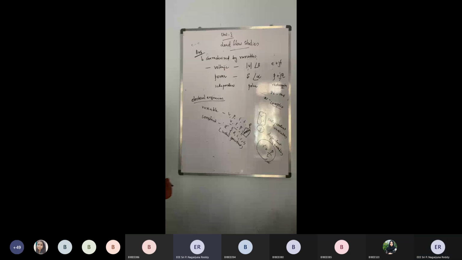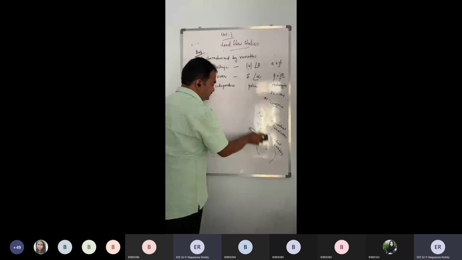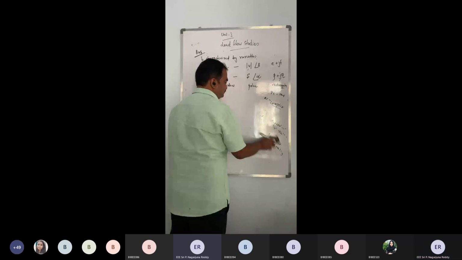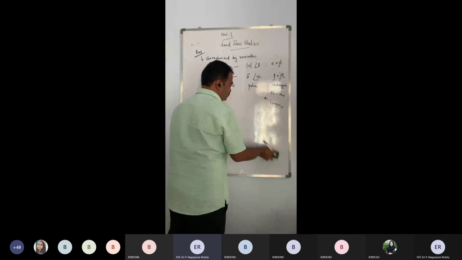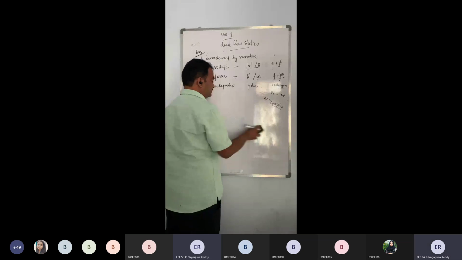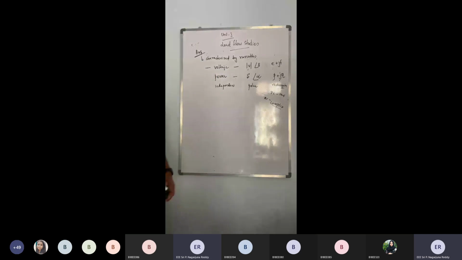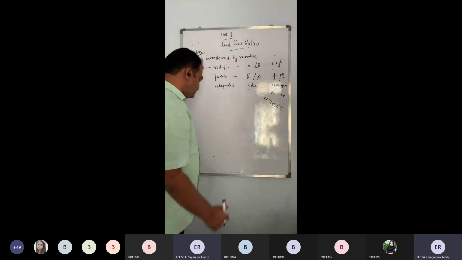Similarly, a bus is characterized by two independent variables. One is voltage, the other one is current, and both are complex ones. Now, if you carefully see, this is the representation.